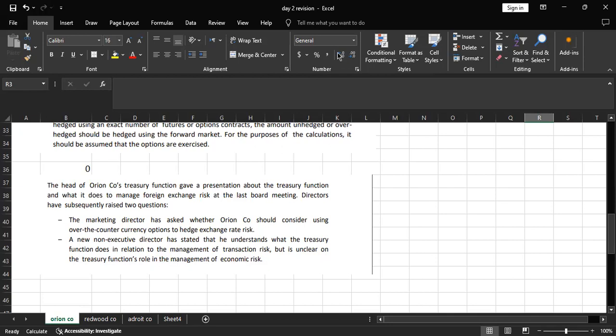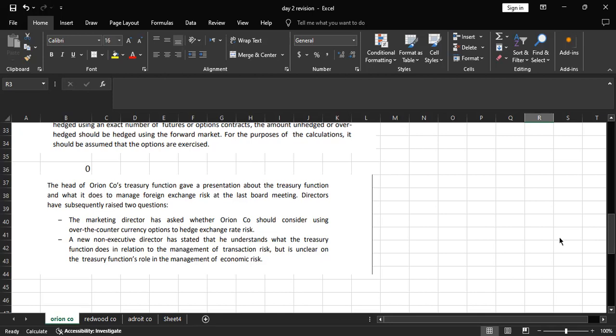You know that, guys, all these derivatives which we are applying, whether future, forward, or options, are to manage the transaction risk. But you know there are three types of risk which we discuss here: one is transaction risk, one is translation risk, and one is economic risk. So this new non-executive director is unclear on the treasury function's role in the management of the economic risk.